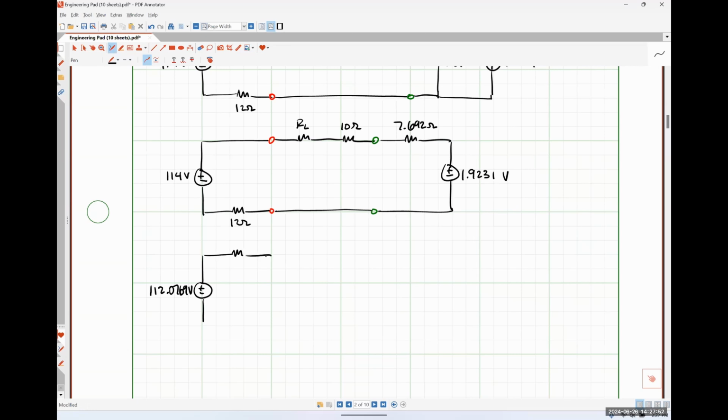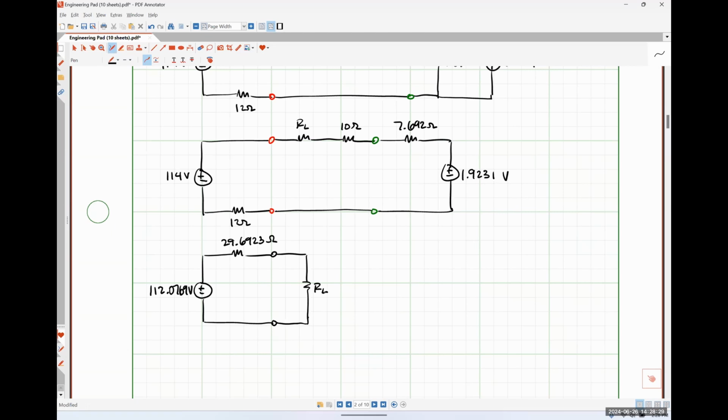I'm going to combine the 12 ohm resistor, the 10 ohm resistor, and the 7.692 ohm resistor into a single equivalent resistance. So 12 plus 10 plus, let me scroll up so I don't have any rounding error, this is going to look like 29.6923 ohms. And then here is my resistance, RL.